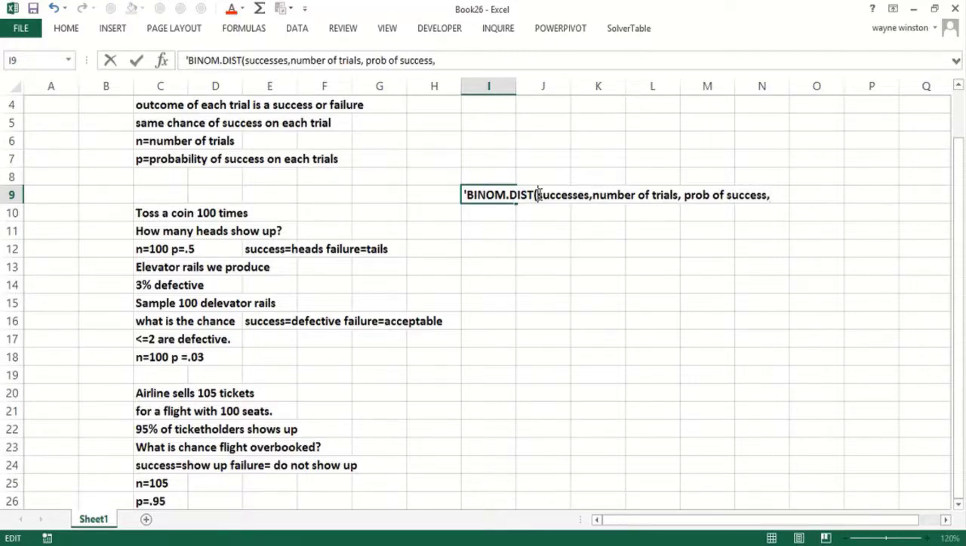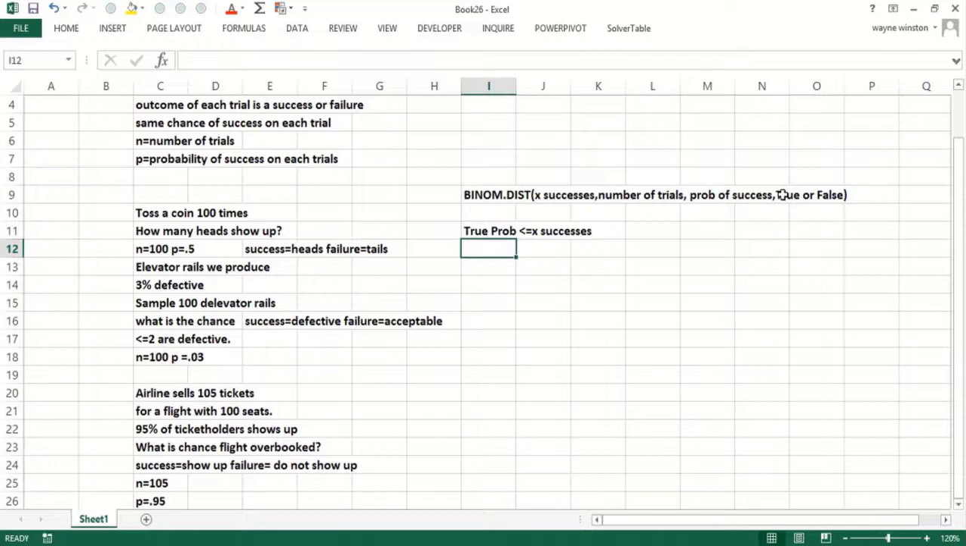Let's suppose it's X successes. And then the true or false: if you use true, you get the probability of less than or equal to X successes. If you use false, you get the probability of exactly X successes. Okay.